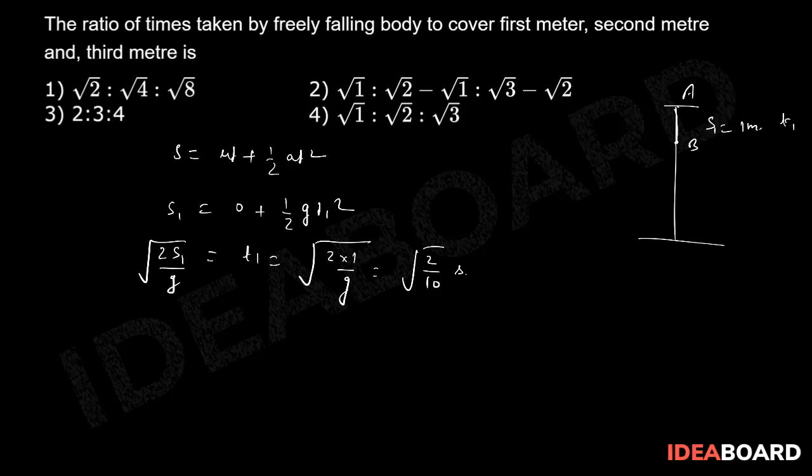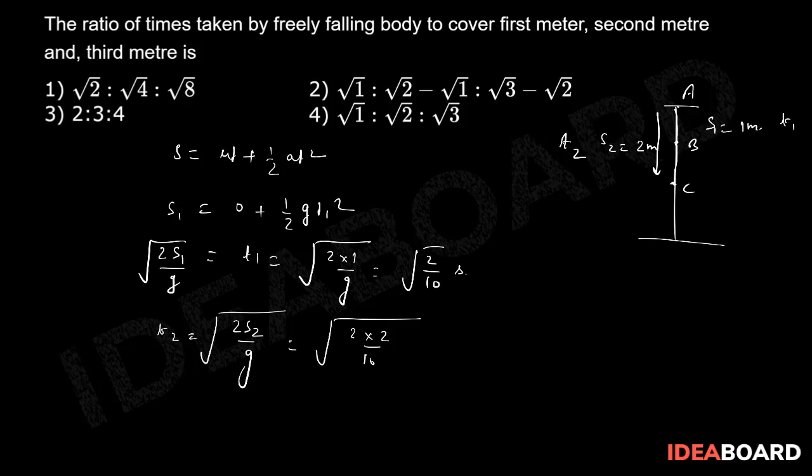Now further it goes, let's say up to point C. That means the total distance it covers this time, let's say S2, is equal to 2 meter and it takes T2 time. So clearly I can find T2 is equal to root of 2S2 by g, which gives us root of 2 into 2 by 10, which is 2 by root of 10.